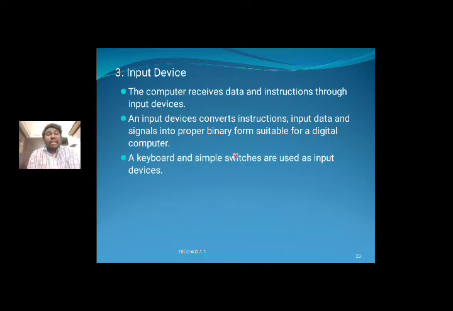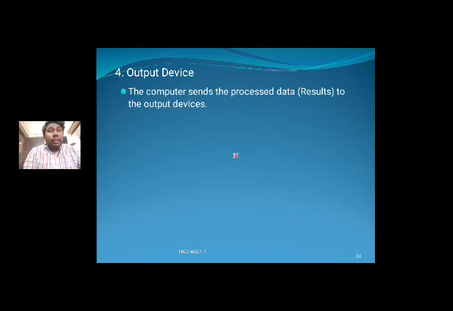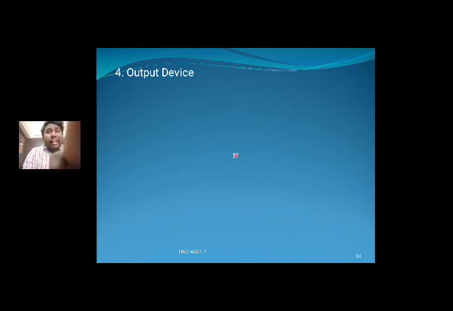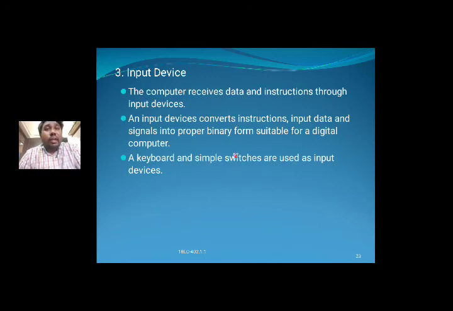The input device converts the instructions, input data and signals into the proper binary form suitable for a digital computer. A keyboard and simple switches are used as input devices. All of you know the keyboard is an important input device for the computer. Again, I am discussing the point of input devices. The computer receives the data and instructions through the input devices.